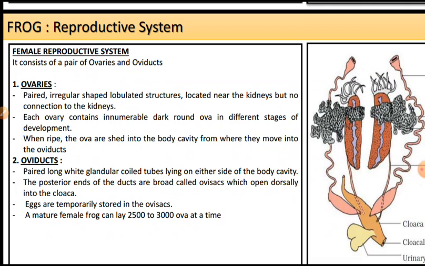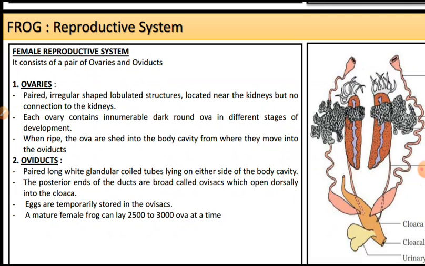In males it is called mesorchium. You should remember, in males it is called mesorchium, and in females it is called mesovarium. Then what happens? This ovary consists of several follicles with ova in various stages of development, and whenever the breeding season comes, these ova mature and are released into the body cavity. The process of the release of ova is called ovulation.